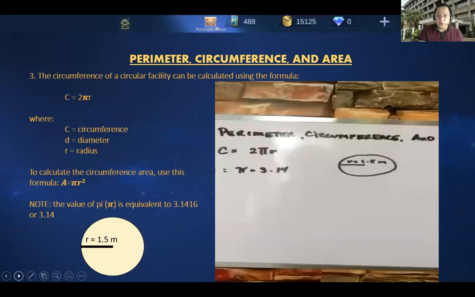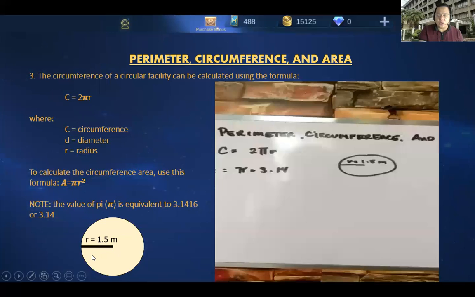Okay, to compute circumference and area: the circumference of a circular facility can be calculated using this formula. Circumference, or C, is equal to 2 pi r, where C is our circumference, D is the diameter, and r is the radius. To calculate the circle's area, use this formula: area is equal to pi r squared. Take note that the value of pi is equivalent to 3.1416 or 3.14.